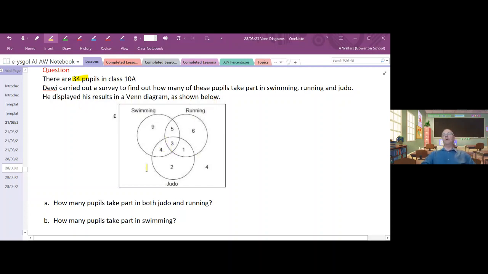Now, some people will purely do swimming. Some people will do running and swimming on its own. Some people will do running, swimming and judo, which might be that. But let's go and have a look at this question. It asks how many pupils take part in both. In actual fact, you try that question now and pause the screen when you're ready. Part A and B.